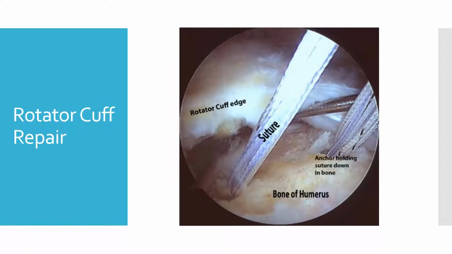Here's a picture of a rotator cuff repair. As you can see, right here is the rotator cuff. Here's the humerus, and this is where they're going in to try to repair it.